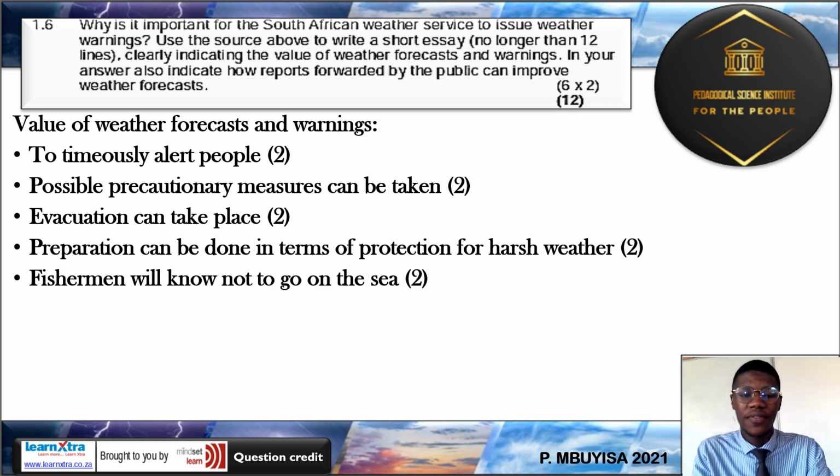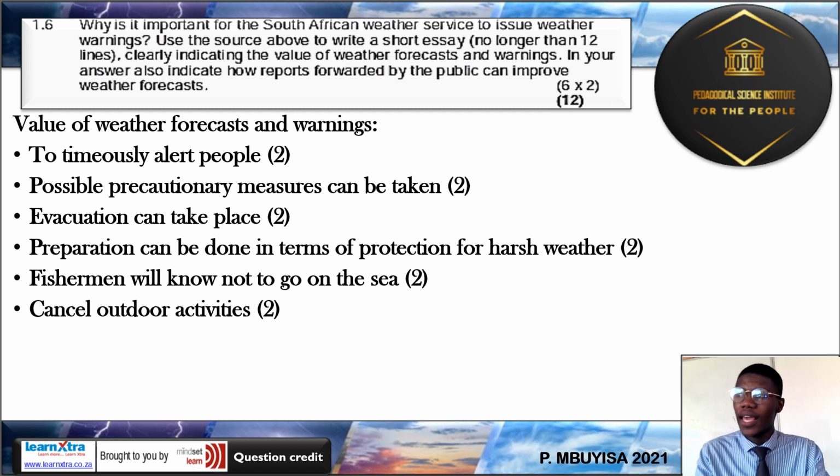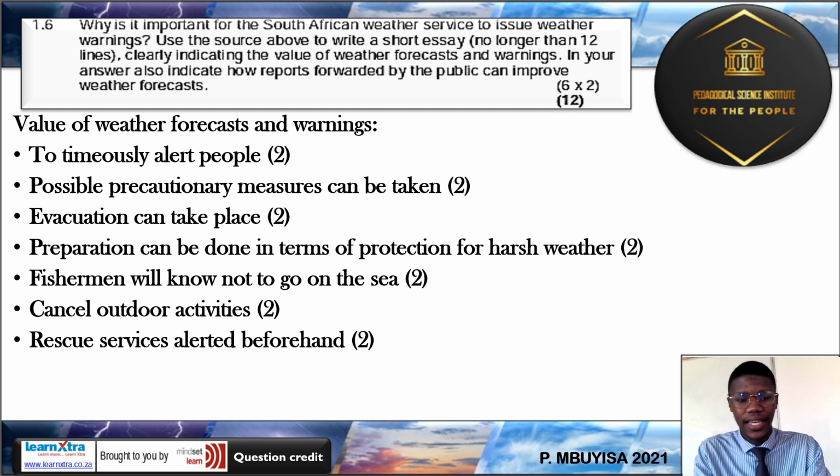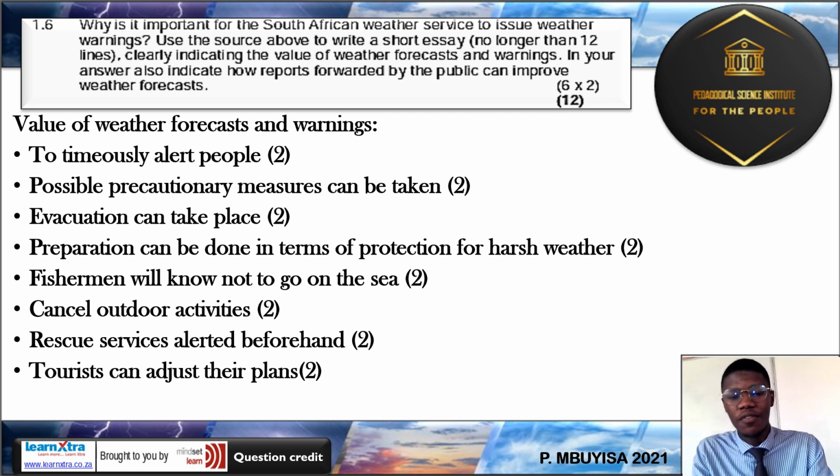It also warns fishermen to not go to the ocean during these times. It also helps us plan our outdoor activities, so we cancel them in such an event. It also ensures that we prepare our rescue services beforehand, so we are more organized. So we avoid the loss of life and decrease the dire effects of the systems. And again, on tourism, it also ensures that tourists can adjust their plans so that they are not negatively affected by those systems.